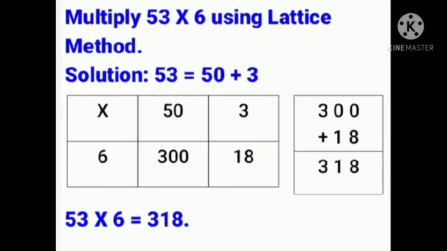Now arrange these numbers for addition. 300 plus 18. Start from units place. 0 plus 8 is 8. 0 plus 1 is 1 and 3 we will write down as it is. Therefore, 53 multiplied by 6, answer is 318.